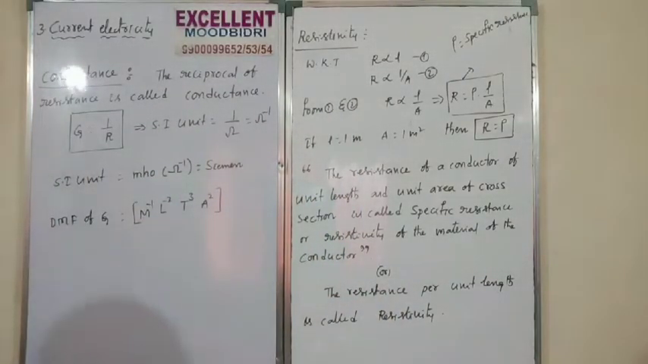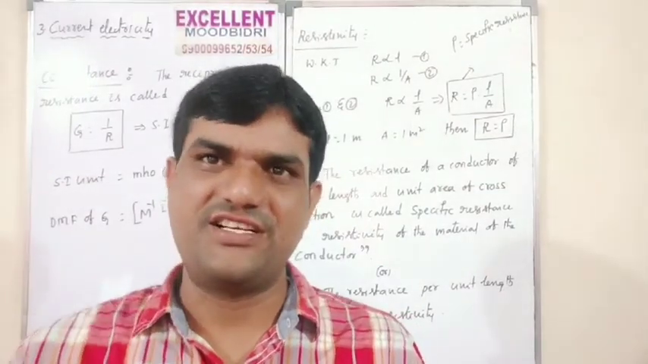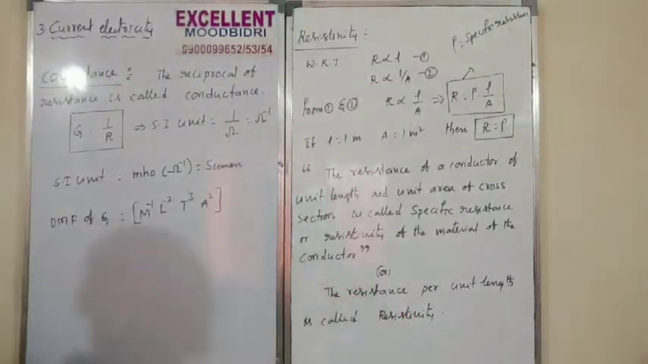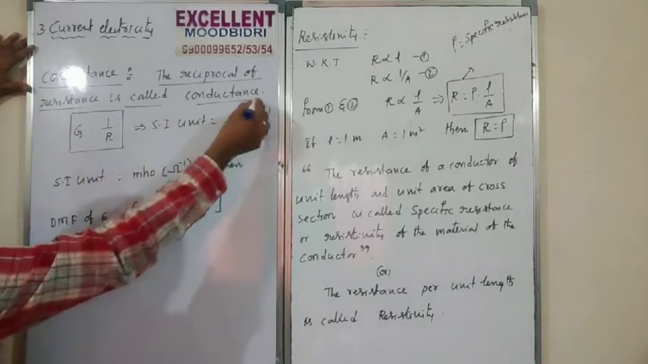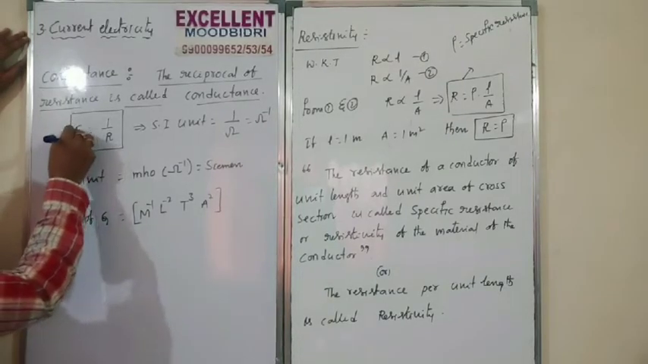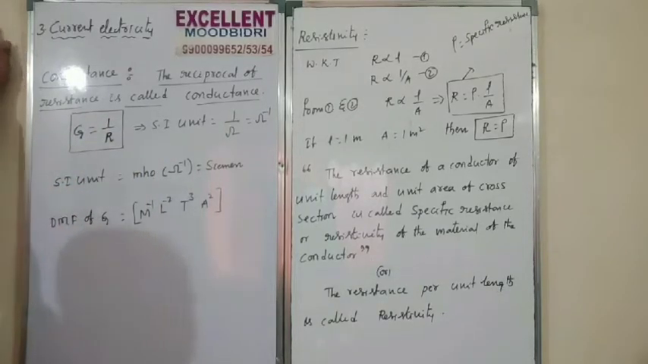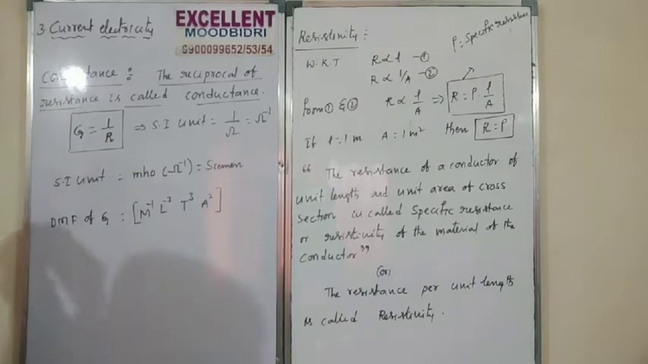Right. Now the next topic is conductance. What is the meaning of conductance? Conductance is nothing but the reciprocal of resistance. Simple definition. The reciprocal of resistance is called conductance, which is represented as G. So G is equal to 1 by R, where G is conductance. Remember, everybody.